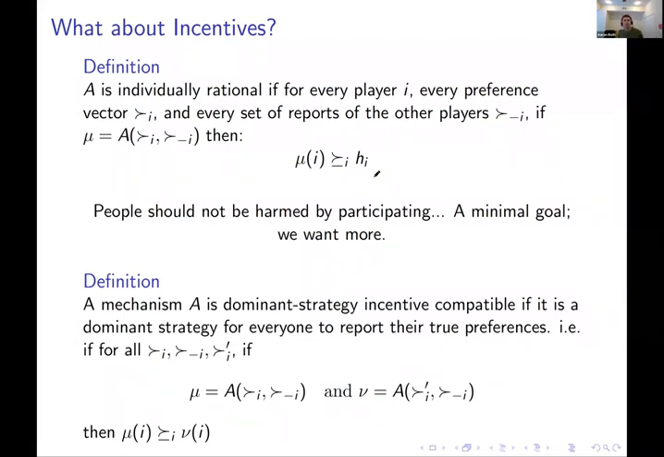Okay, and once we have this weak individual rationality condition, which really just means it's safe to participate, we're going to ask for this stronger condition, dominant strategy incentive compatibility, which guarantees not only that people should be willing to participate in the mechanism because they can only gain, they can't lose, but actually that we can trust the reports that they make to the mechanism, because when viewed as a game, it's a dominant strategy for people to report their true preferences.